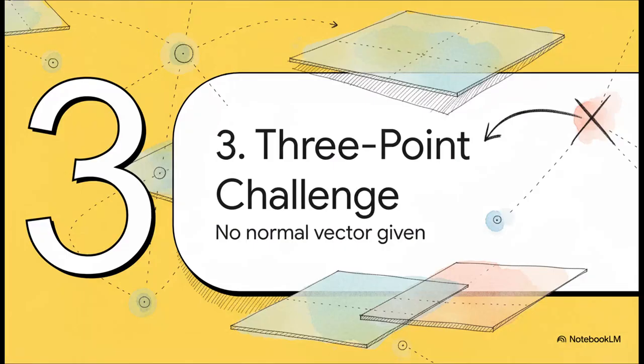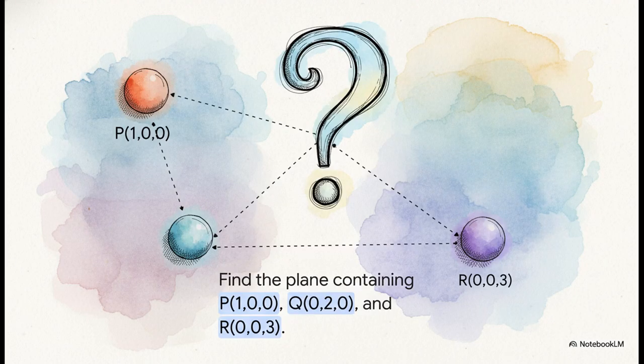Okay, that last example was pretty straightforward, but what happens in a much more common situation where you aren't just given the normal vector? What if all you have are 3 random points just floating in space? Let's figure out how to find the plane that connects them all. So here's our puzzle. We've got 3 points, P, Q, and R.